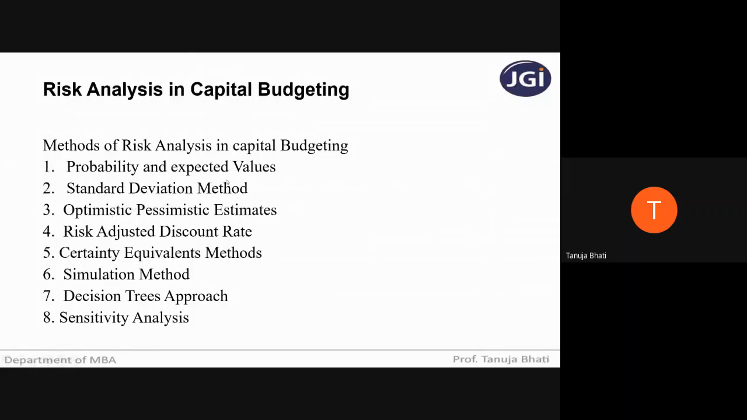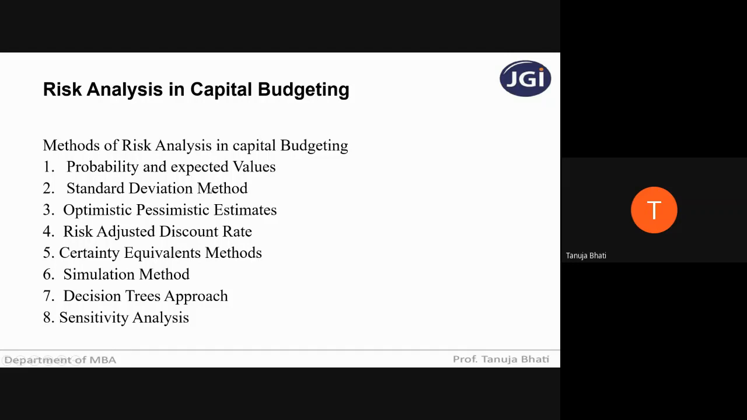expected values. So expected values is usually a sum of the cash flows. Like when you're investing in a project, you know that that project is going to give you a series of cash flows in the future. So expected values, based on that you are going to analyze the risk attached in the capital budgeting.